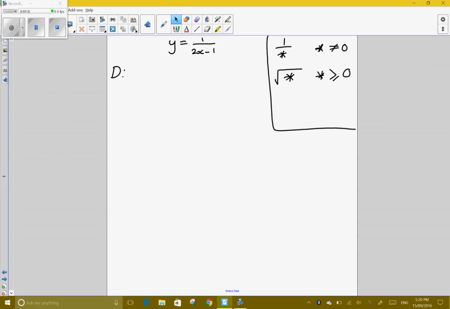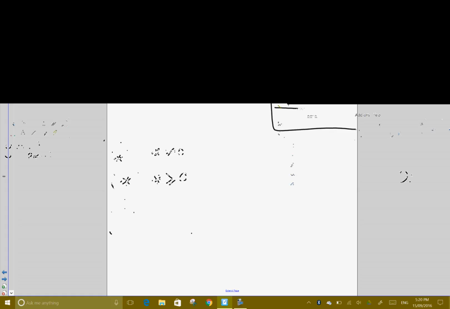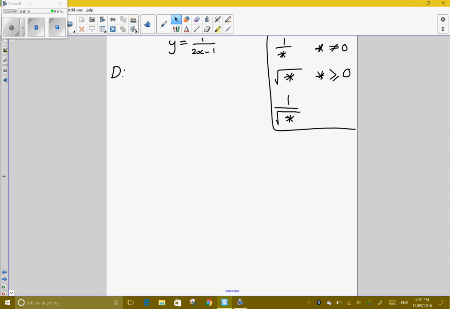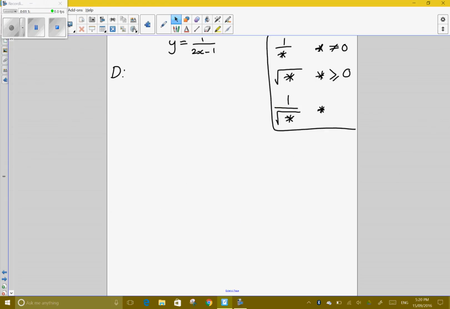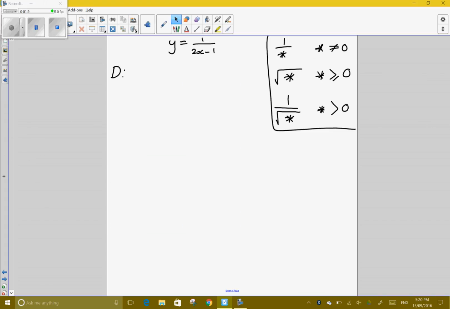So the function inside the square root can't be negative. And if you combine both of those, if you have a function that looks something like this, the thing inside that square root, because it's on the bottom of the fraction, can't be 0, and it has to be positive because it's inside the square root. So these are three main things you think of when you look at domain on a function.